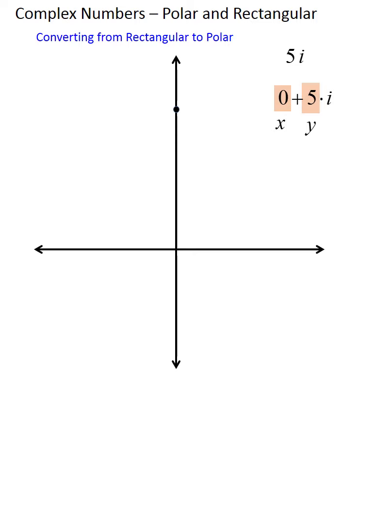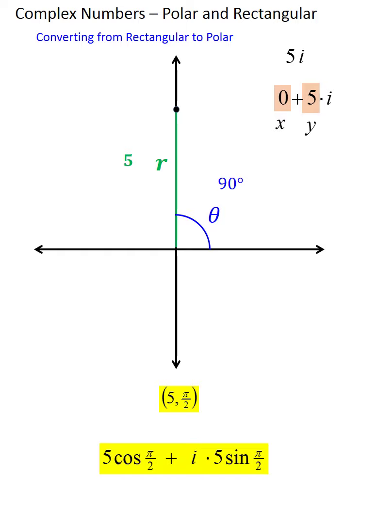So to convert it to polar, we need its distance r and its angle theta, but without any algebra or calculation whatsoever, it's obvious that r is 5 and theta is 90, and therefore we could express it as 5, 90 degrees, or in radians if you prefer 5, pi over 2, or in cosine i sine notation, effectively the same thing.